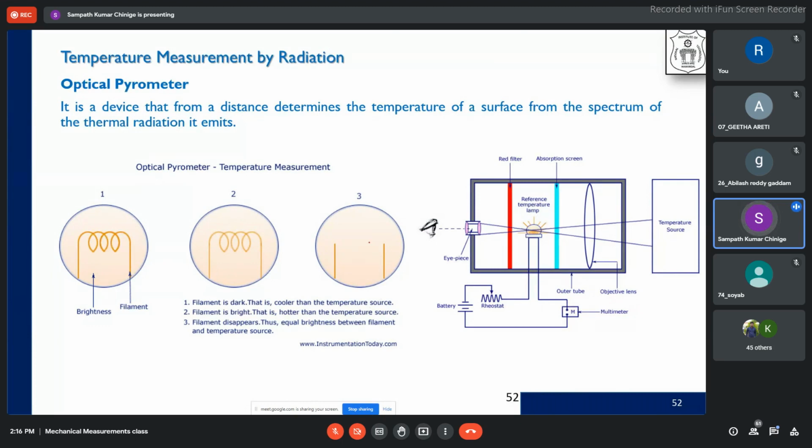The filament of the bulb is acquiring the same color as the temperature source. That means the temperature of the filament as well as the temperature source, they both become equal. So when we know that the temperature source becomes equal, we will measure using a multimeter what is the Q, that is, what is the heat energy or what is the electric energy that we have supplied to the heater.